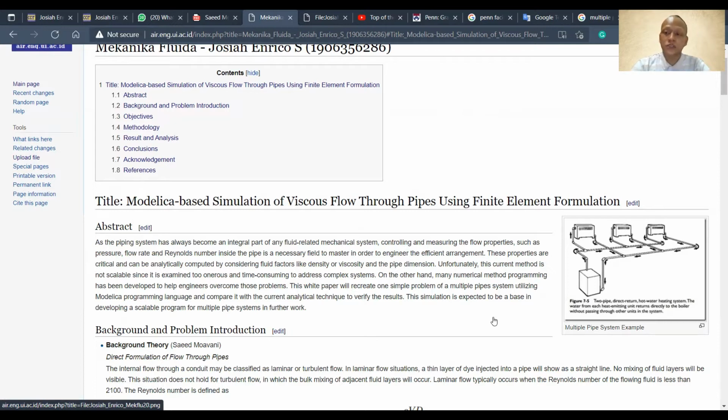One solution is using the programming language Modelica. So this study will cover the Modelica programming language and compare it with the current analytical technique to verify the result. The simulation is expected to be a base in developing a scalable program for multiple pipe systems in further work.